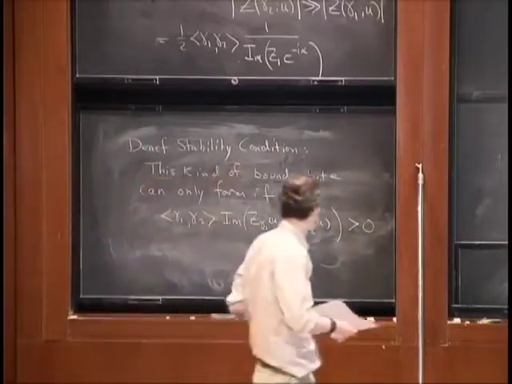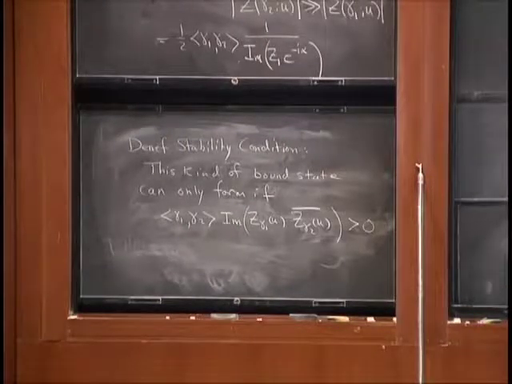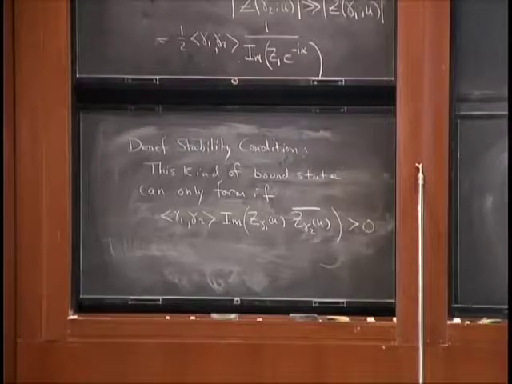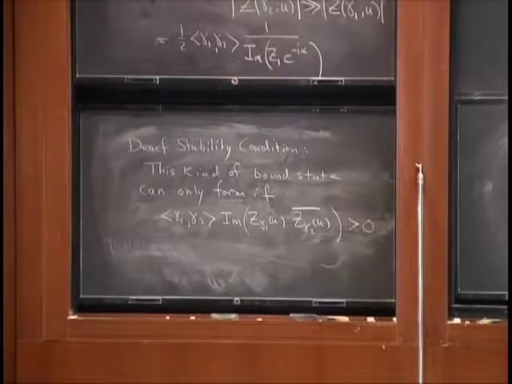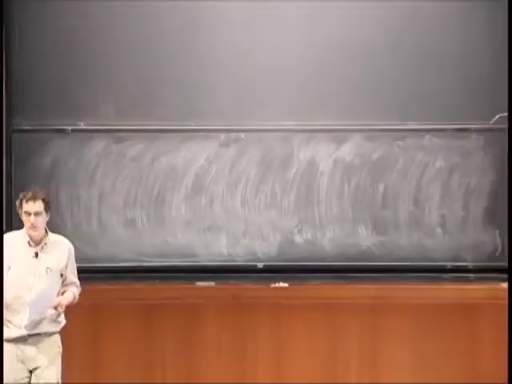Okay? So that's a condition. If I fix gamma 1 and gamma 2, that's a condition on u. It might be true for some values of u. It might not be true. So we'll come back to this in a second.